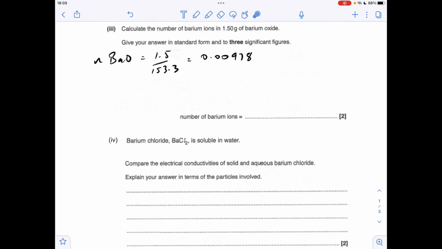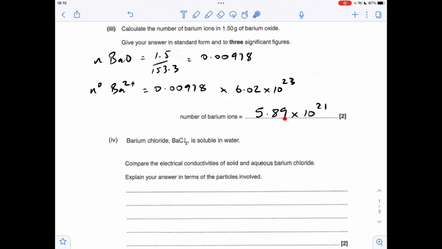Moving on to the next part, so the first thing we've got to do is work out how many moles of barium oxide we've got, so mass over Mr, so we've got that many moles of barium oxide. So the moles of barium 2 plus ion is going to be exactly the same because the formula is BaO. So for every mole of barium oxide, we've got a mole of barium 2 plus ions. So to turn that into a number of barium 2 plus ions, we multiply the moles by Avogadro's number, which in standard form to 3 significant figures is 5.89 times 10 to the 21.